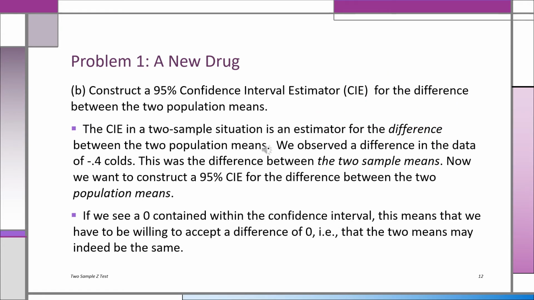If you want to construct a 95% confidence interval for the difference, remember your difference was negative 0.4 colds. The reason it's negative is because the lower number was group 1. If you switched it around, then you'd have a positive. It doesn't make a difference. But we had a negative 0.4. The drug group had 0.4 colds fewer than the placebo group. Okay, so now let's construct the confidence interval.